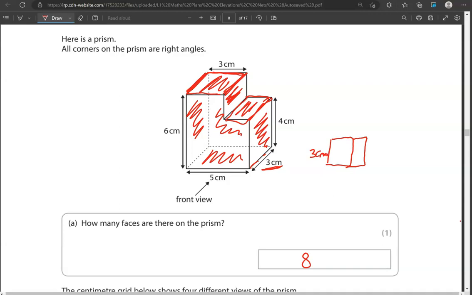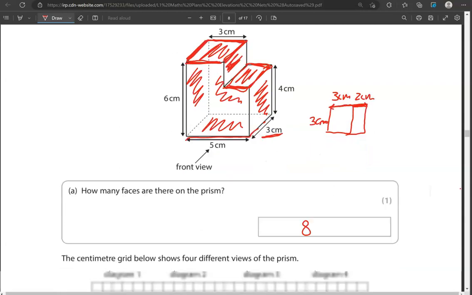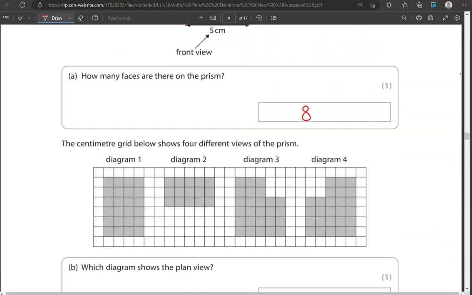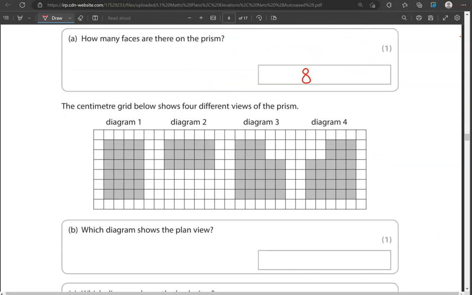And this length is 3 centimeters. This one we can work out by doing 5 take away 3, which gives us 2. So the total length is 5 centimeters. So we're looking for a rectangle that is 5 by 3 centimeters. So 1, 2, 3, 4, 5 by 3. That is diagram 2.